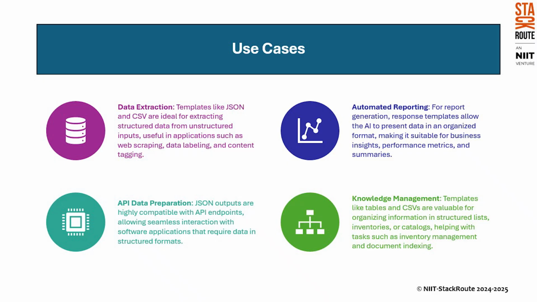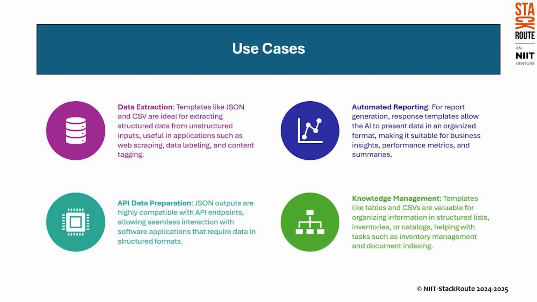Templates like JSON and CSV are perfect for extracting structured data from unstructured inputs, like web scraping or content tagging. Next comes automated reporting. For generating reports, response templates organize data, making them great for business insights, performance metrics, and summaries. Then there is API data preparation. JSON is commonly used for API data exchanges, making it easy to interact with software applications that require structured data.